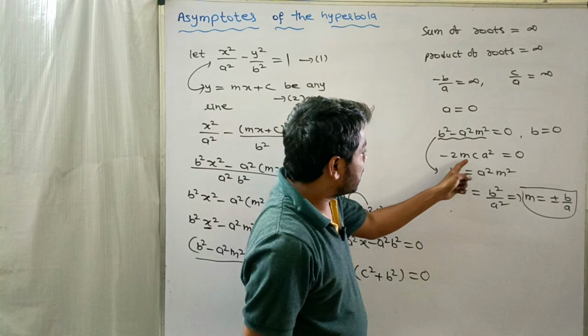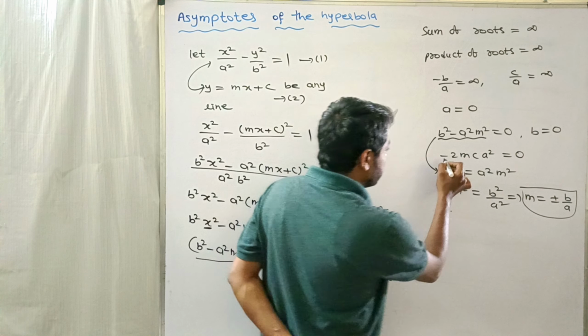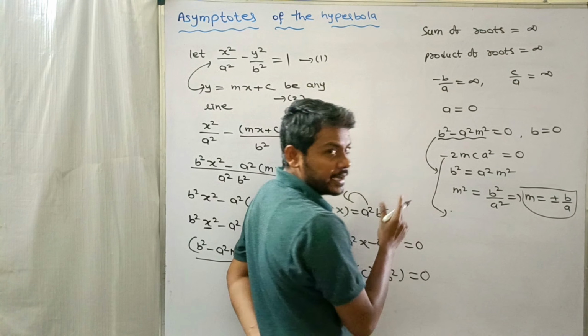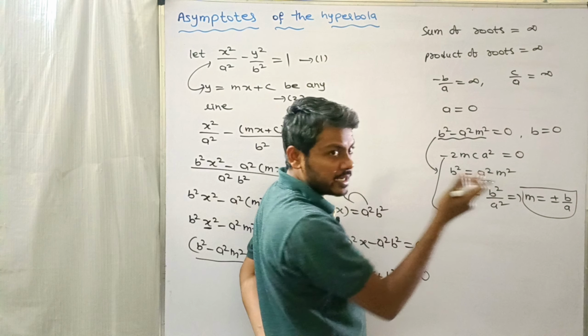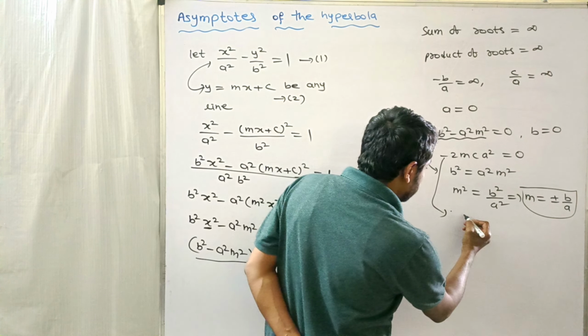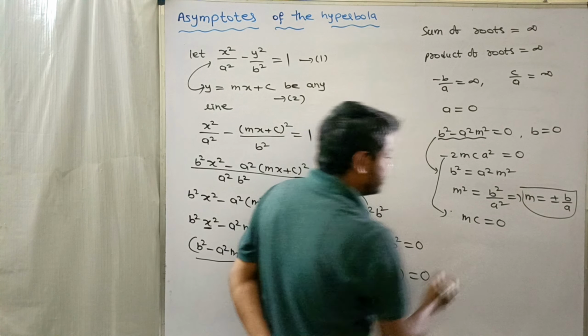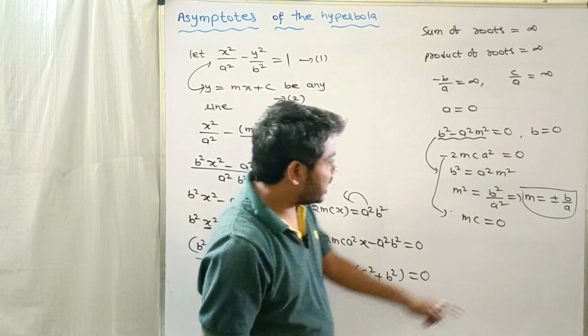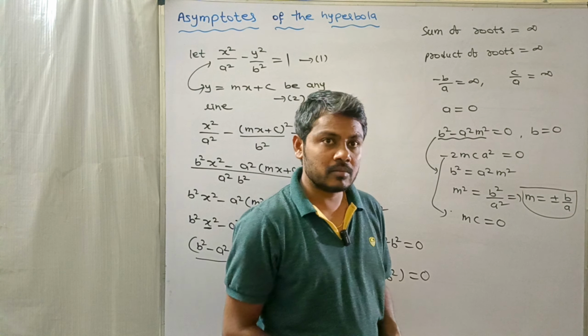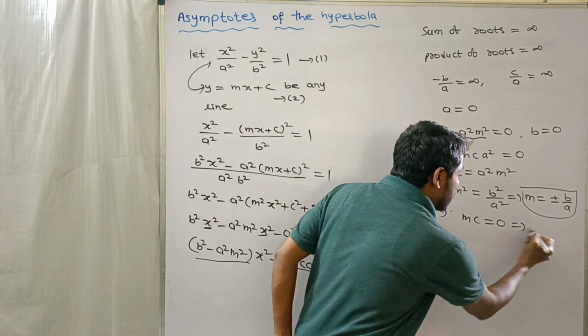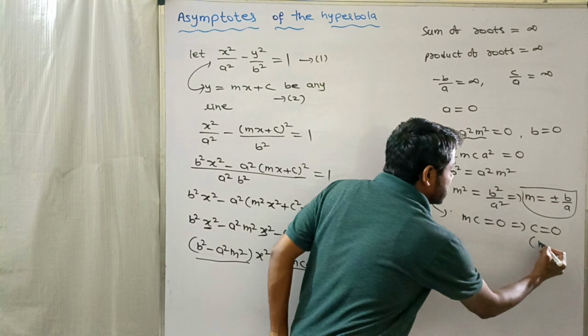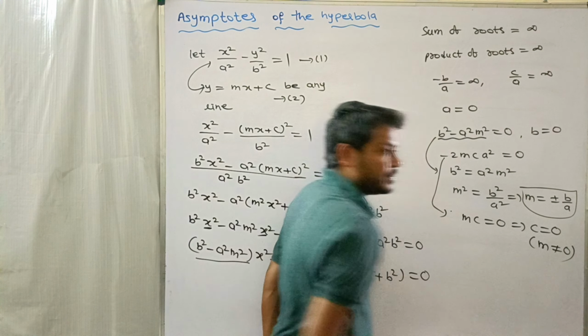Now here, clearly this equation becomes minus 2, send to the right side, and a square also to the right side, that is constant. Therefore, you will get mc equal to 0. But here m is not equal to 0, so then definitely c is also 0. So c equals 0 since m is not equal to 0.